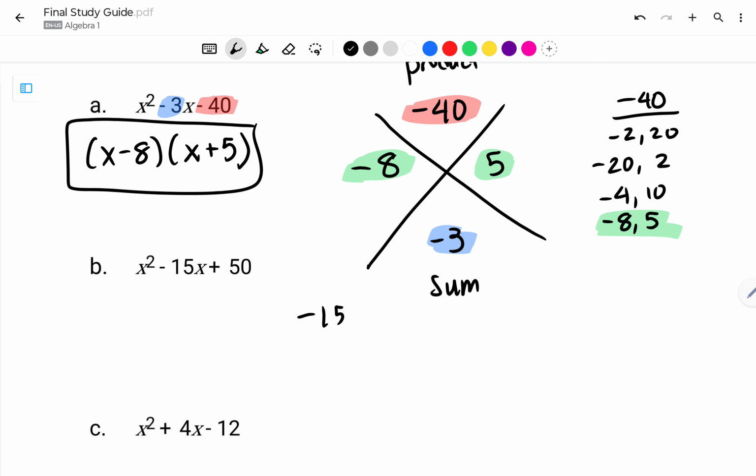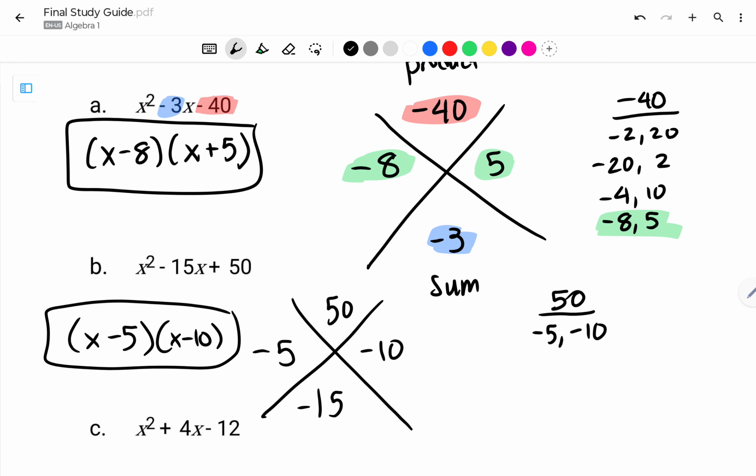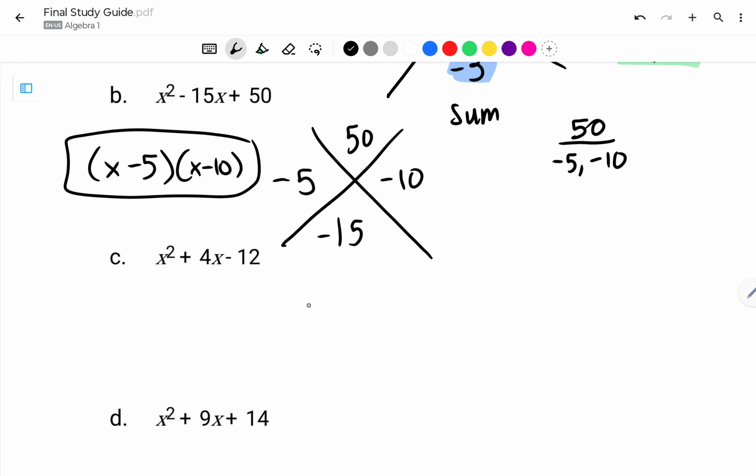Negative 15. Oops, see, I made that mistake. Negative 15 on the bottom, and then 50 on top. So what are two numbers that multiply to 50? I'm thinking 5 and 10, right? Negative 5 and negative 10. Negative 5 times negative 10, that's positive 50, and then when you add them up, you get negative 15. So that works. Negative 5 and negative 10. There you go. That's it. It's pretty simple once you get the hang of it.